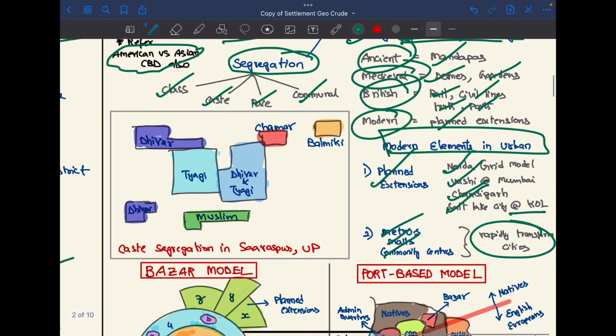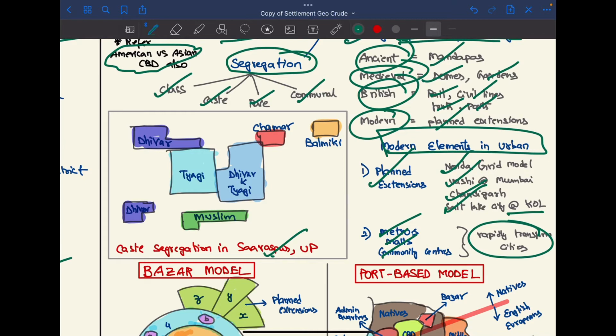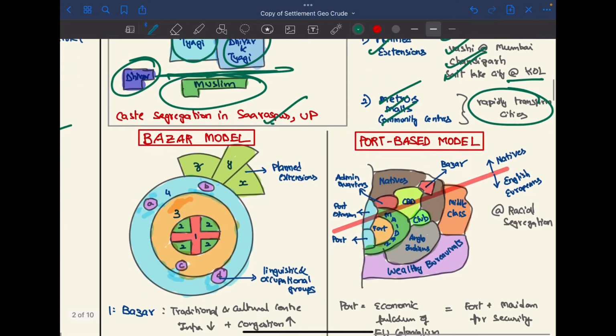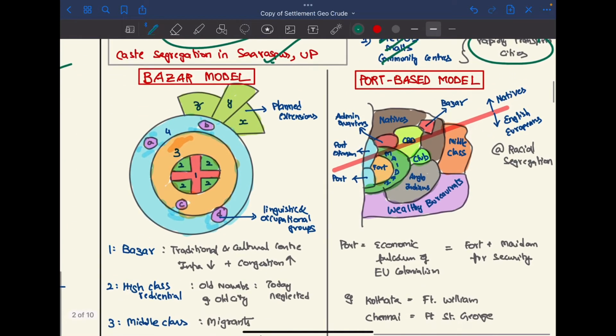So this is an example of segregation in Saraspur, UP. We have Jagis living in the center, Devars living around here, Balmikis living far away because they are the lowest caste, Chamars living here, Devars and Jagis here, and communal segregation can be seen with Muslims living in one area. So there are two models for India, which are the bazaar model and the port-based model.